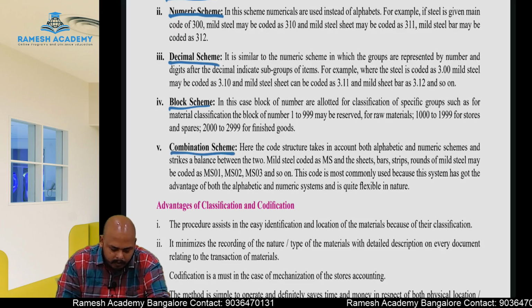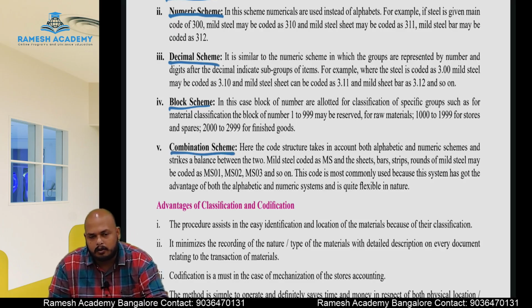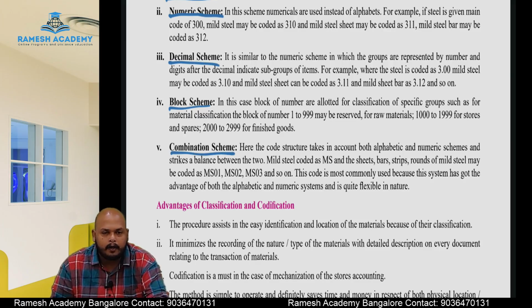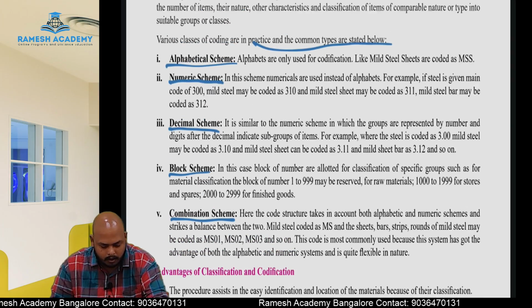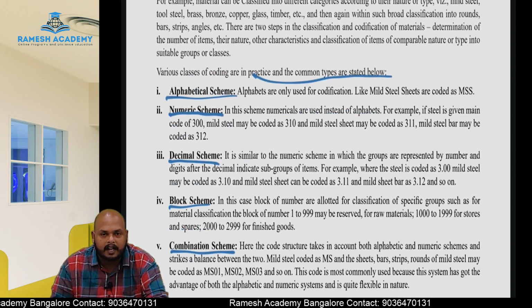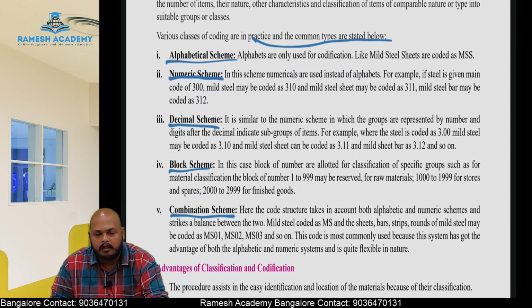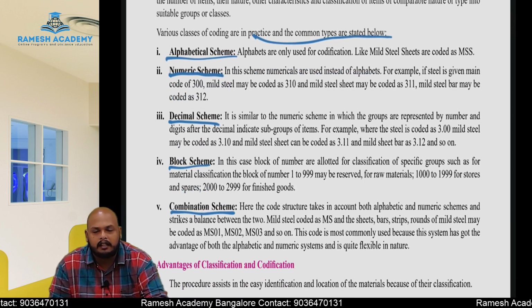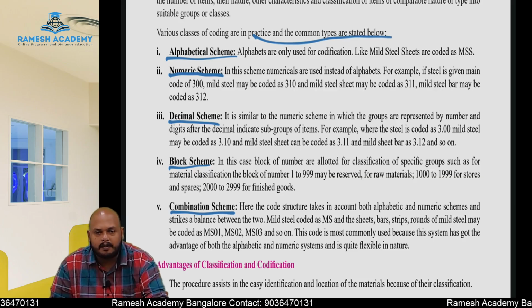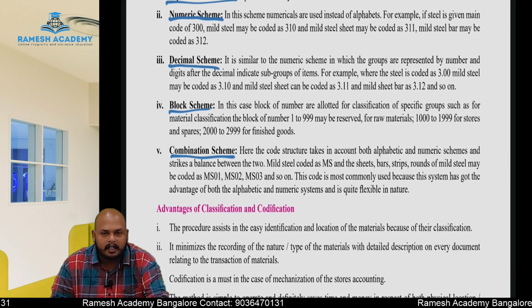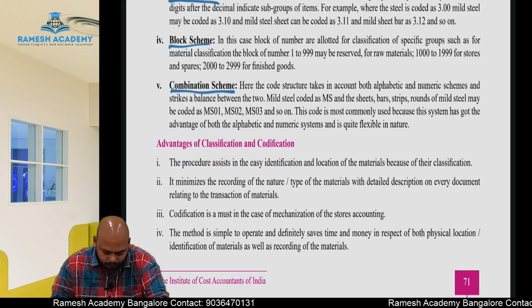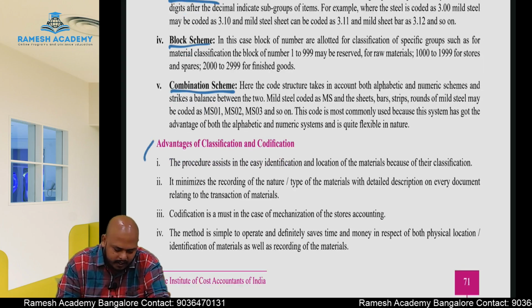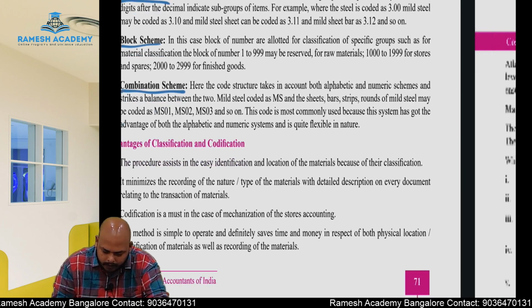The combination scheme is nothing but alphanumeric. A few letters will be alphabetical and a few will be numerical. So these are the different methods for identifying a raw material. Which method they will use depends on the company. There is no rule that they have to use this scheme only; it depends on the organization. The advantages you can just go through; that is not that important.